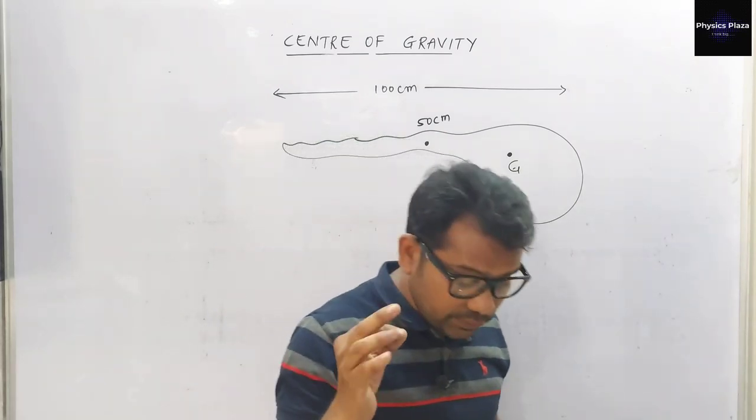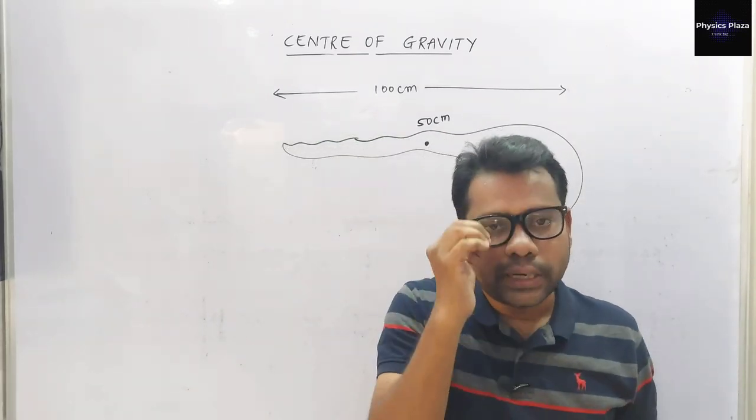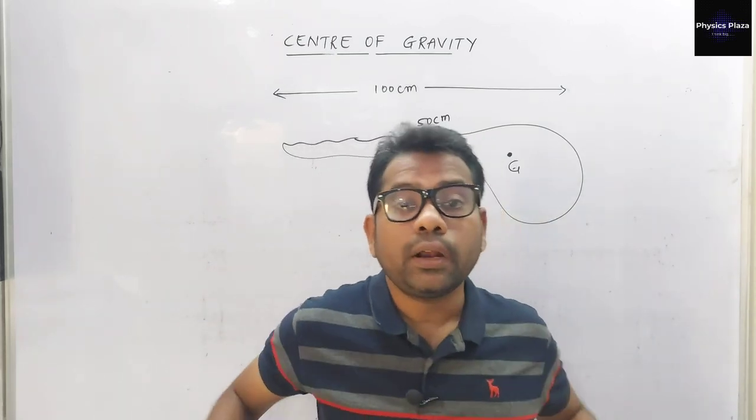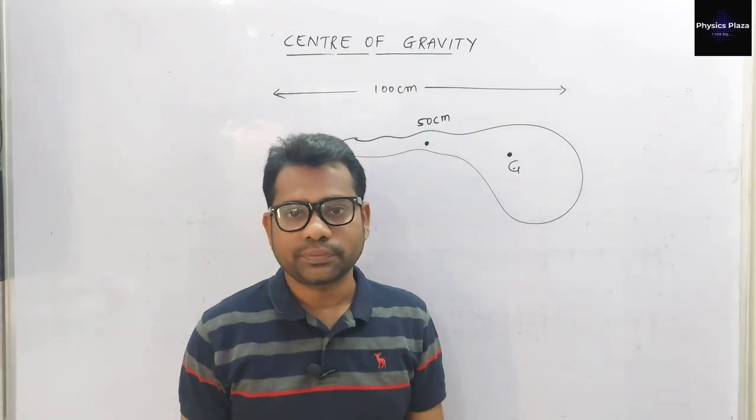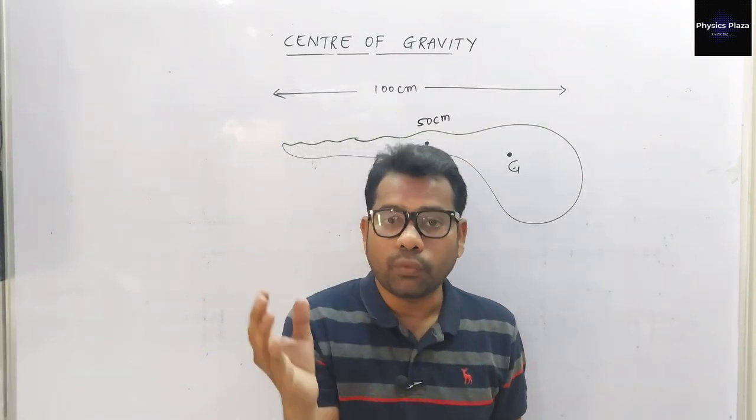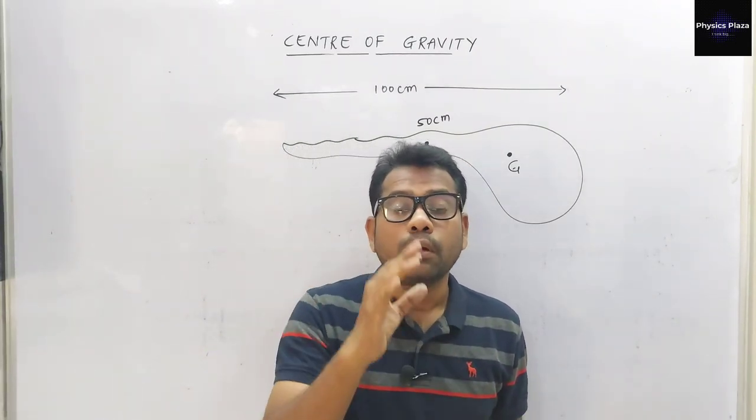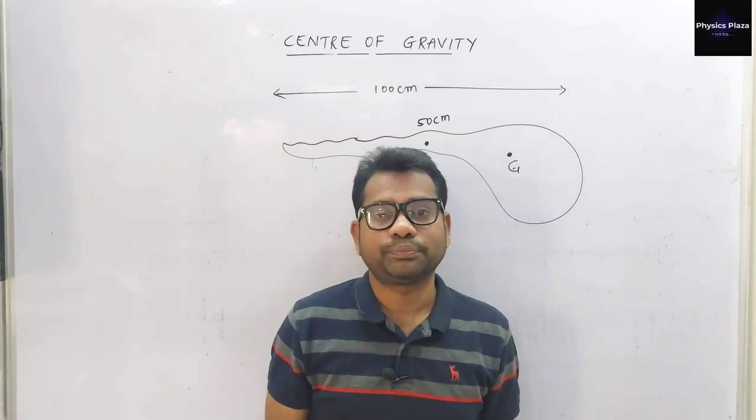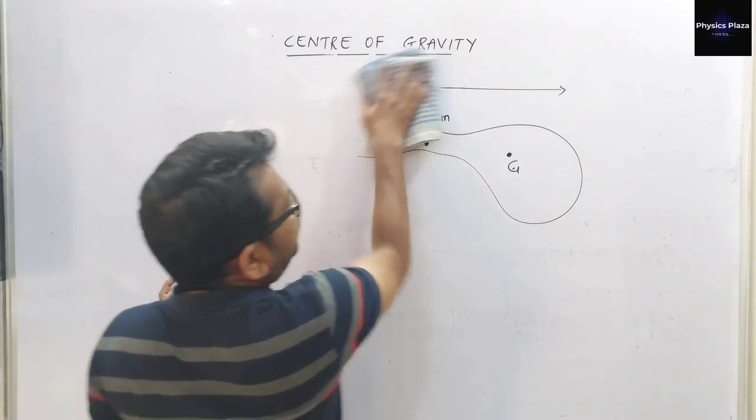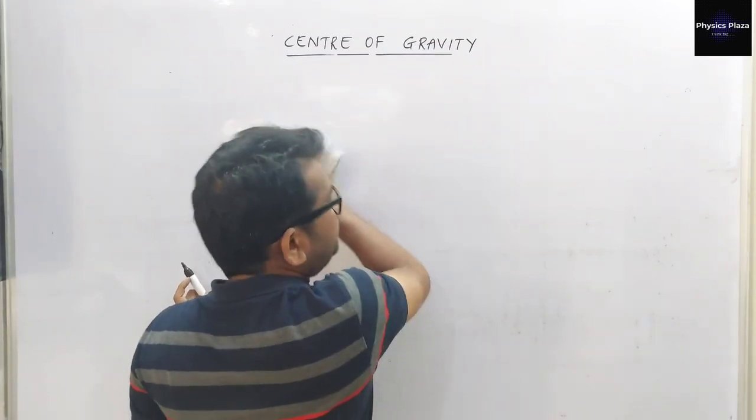So children, here we can learn one important point. The center of gravity is always shifted towards the point where more mass is distributed. Am I clear, children? Come on, make a note of it. The center of gravity is always shifted towards the point where more mass is distributed. Is that clear? Fine. Now children, let us see on which factors the center of gravity depends.